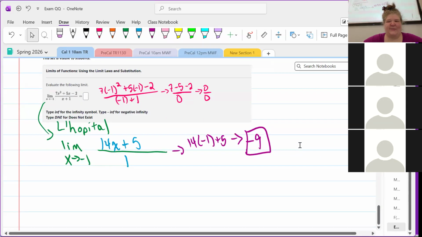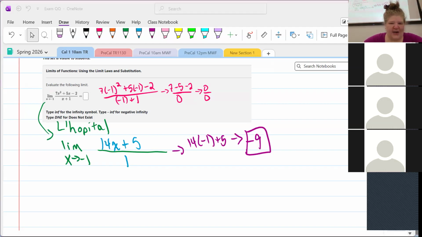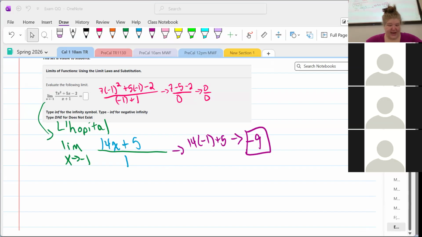And I say it like that because some people get overly trigger happy with L'Hopital and just apply it everywhere. And if you got an answer, you're done. You only have to apply L'Hopital if you get 0 over 0 or infinity over infinity. So there's several limits in the web work. They're all kind of fair game. I was just grabbing a few that I knew L'Hopital would work on.